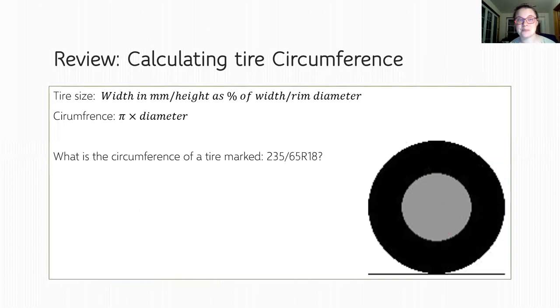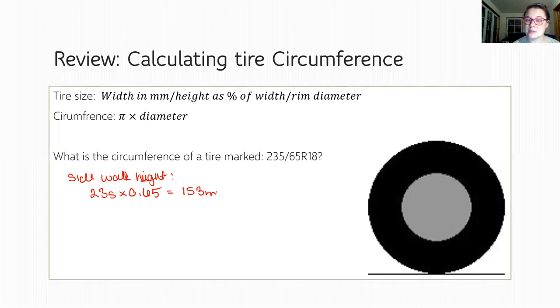That's my little tire. What about the larger tire? Well, we have exactly the same math. So you know how to do it already. You should be able to calculate this one on your own. First thing we're going to do is find the sidewall height. So the sidewall height is going to be 235 times 0.65, which gives us a sidewall height equal to 153 millimeters.